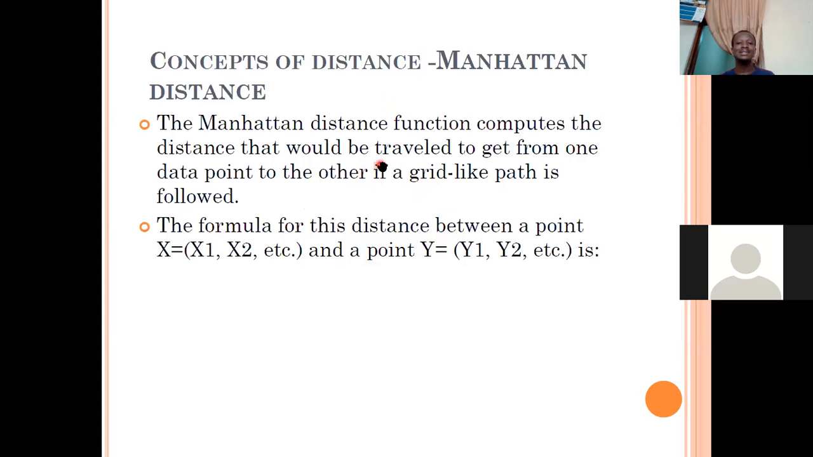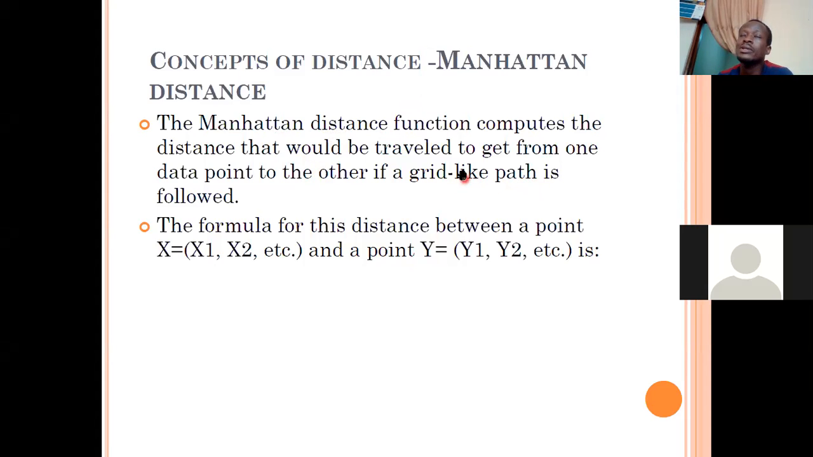All right, so the Manhattan distance. The Manhattan distance is like the distance that taxi drivers are used to. It computes the distance that will be traveled to get from one point to another if a grid-like path is followed.